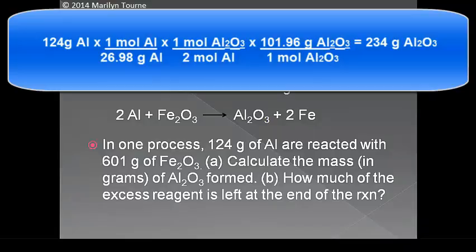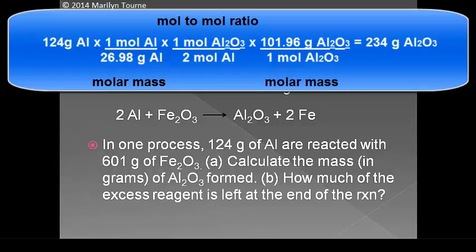So we would take 124 grams of aluminum, which is our A, and take that to moles of A through the molar mass. Once we're in moles of aluminum, we would use the mole-to-mole ratio in the balanced equation to get to moles of aluminum oxide. From there, we would go to grams of aluminum oxide through the molar mass, which is 101.96. That gives us 234 grams. So that's how many grams are made from 124 grams of starting aluminum.